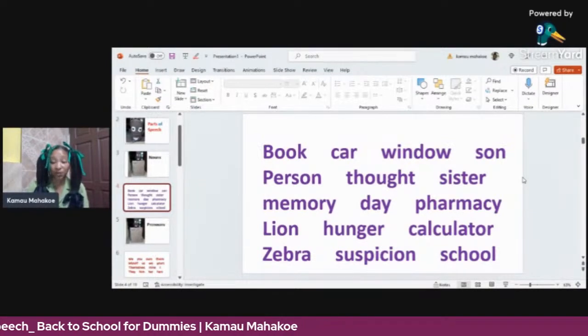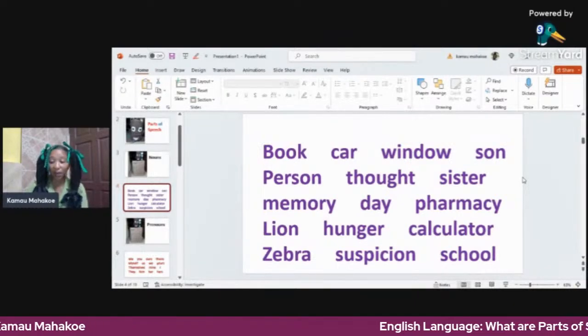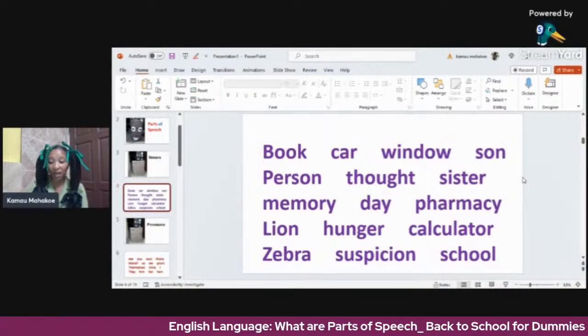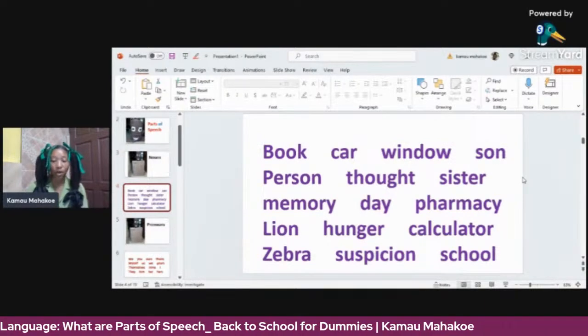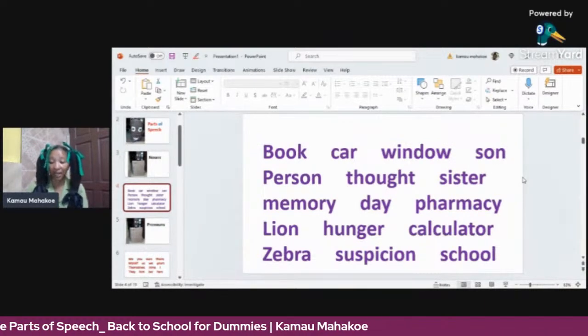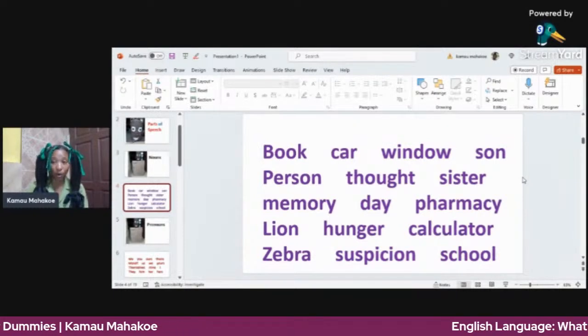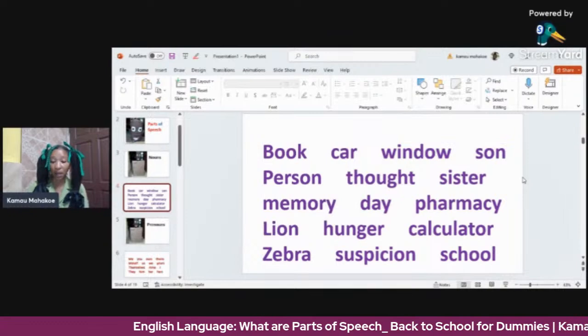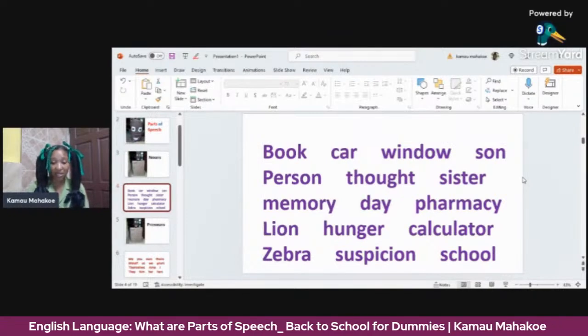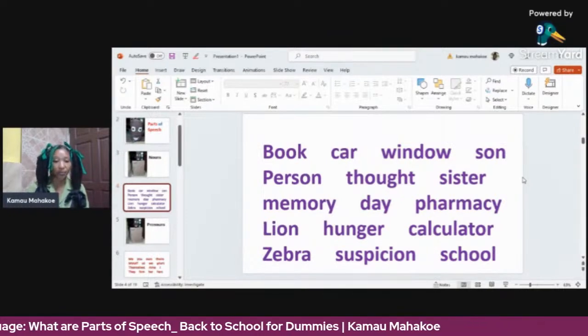Some nouns, you can't see them, you can't touch them, but they are things. And then we have the word school. So all of these are actually nouns, right? They are things or people or animals or places, home, country, the name of the place, Kingston, America, Caribbean Sea, all of those are nouns.